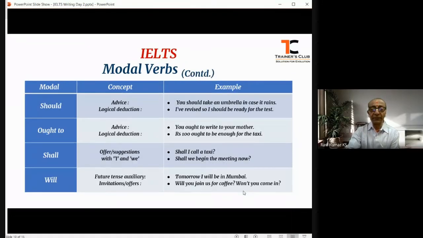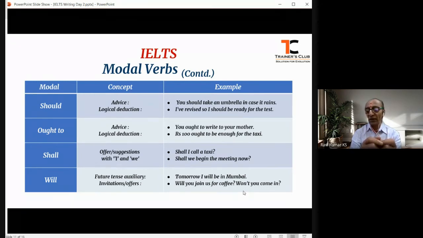Okay, great. Then we'll go with should. Again, should is most of the time used to give advice or some logical deductions, or at times should is used to give soft orders, mild orders, or a mild command, or a soft command.